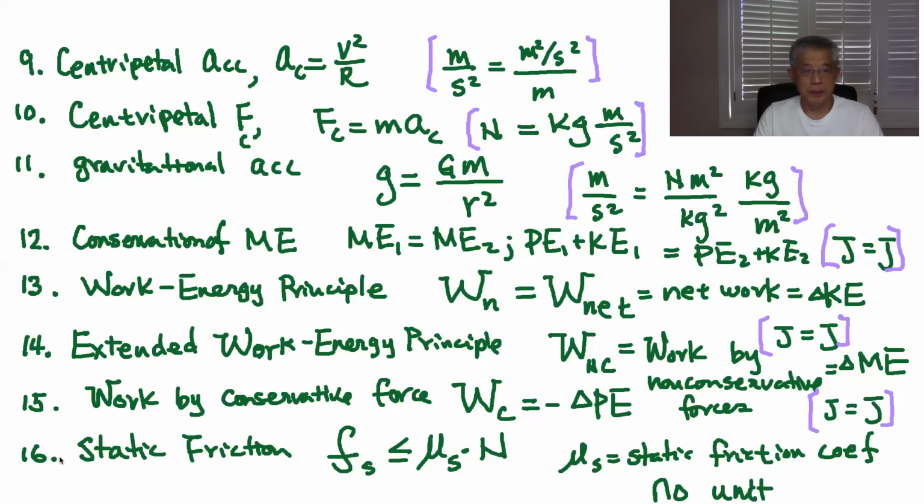Number 16, static friction. Static friction has a less-than-or-equal sign. So it can be 0, but the maximum will be this value here. mu_s is the static friction coefficient. It has no units. So you have newton here, newton here, and this one has no units. So that's the review of mechanics up to now.